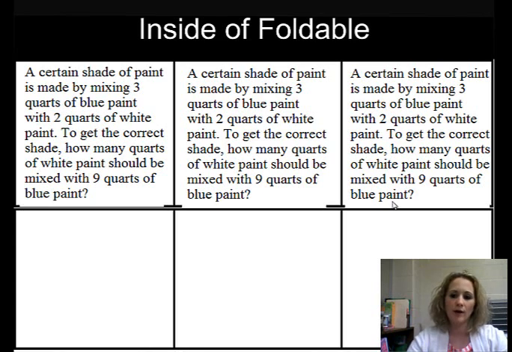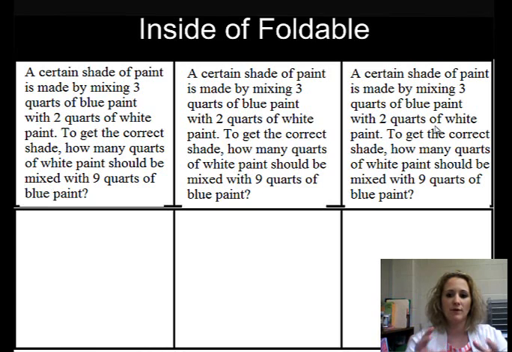So the inside of the foldable, again, if you didn't get the word problems from your teacher, you're going to need to write them in to the 3 top sections. A certain shade of paint is made by mixing 3 quarts of blue paint with 2 quarts of white paint. To get the correct shade, how many quarts of white paint should be mixed with 9 quarts of blue paint?